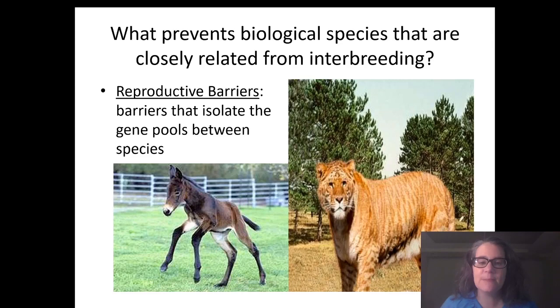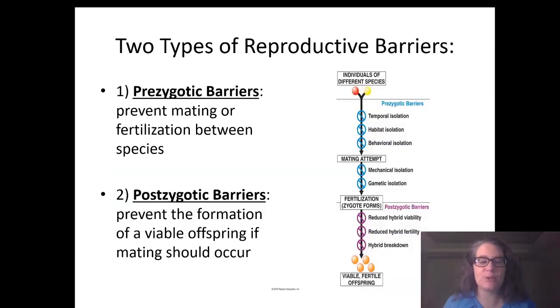The kinds of things that keep species that are closely related from interbreeding, those things are called reproductive barriers. And these are barriers that isolate one population from another and keep them from breeding by accident. This keeps things like these hybrids from occurring in nature. And so usually these hybrids are typically forced by humans. So what are some examples of reproductive barriers that we see in nature? There are two groups of reproductive barriers: pre-zygotic barriers and post-zygotic barriers.